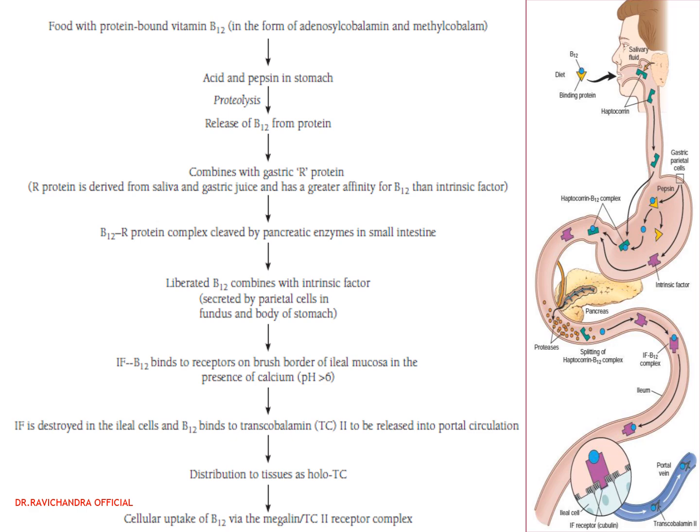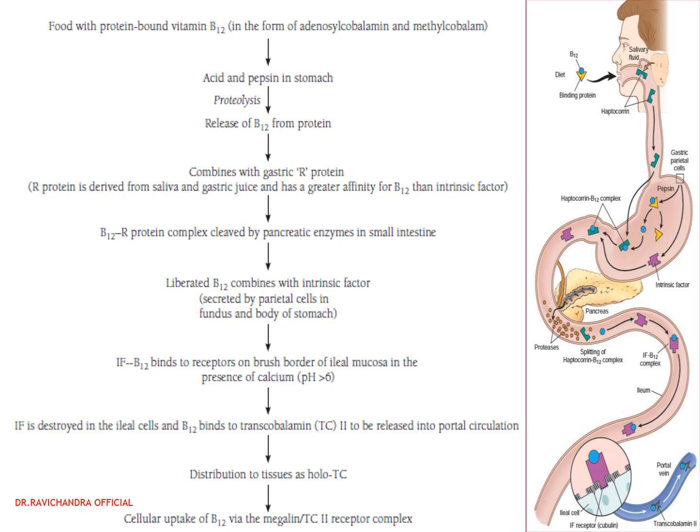This B12 now combines with the gastric R protein secreted in the saliva and gastric juice, which has a greater affinity for B12 than intrinsic factor, resulting in the formation of B12-R protein. This R protein is also called haptocorrin. This will enter the small intestine. With the help of pancreatic enzymes, this B12-R protein complex is cleaved and B12 is liberated.